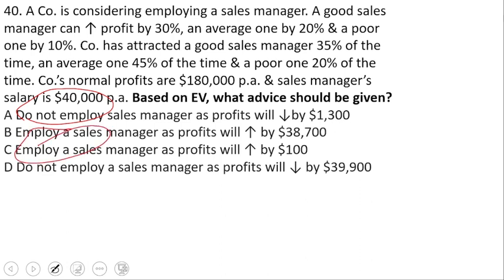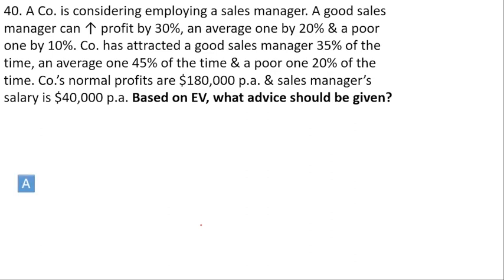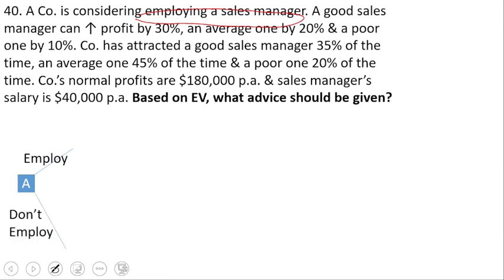Let's take a look by drawing a decision tree. We will first start with a square, that's the decision point, and we will number it A. And what is the decision that we have to take, whether to employ a sales manager or not? So employ a sales manager or don't employ a sales manager. Now, if we don't employ a sales manager, we are just going to get the normal profits of $180,000. So that's what I have written here. And if we employ a sales manager, then the sales manager's salary is $40,000 per annum. So definitely that is an expense. So we will write it as a negative figure here.